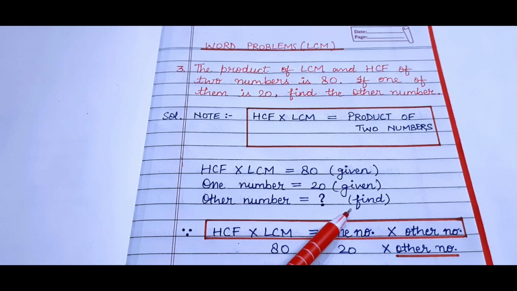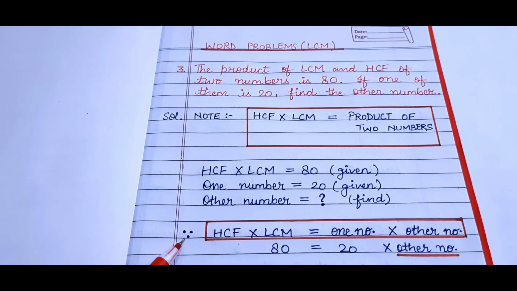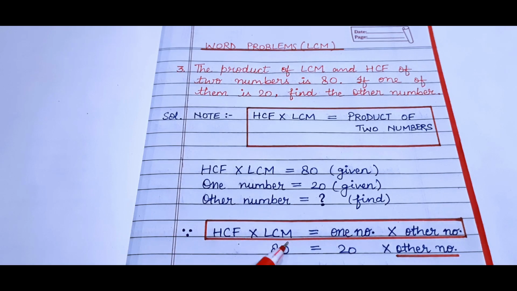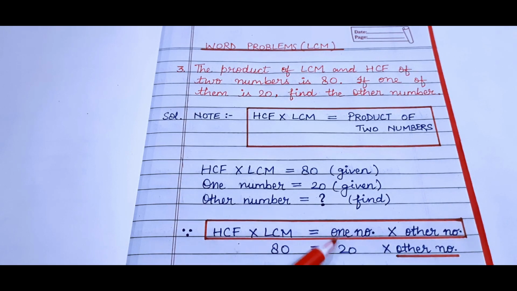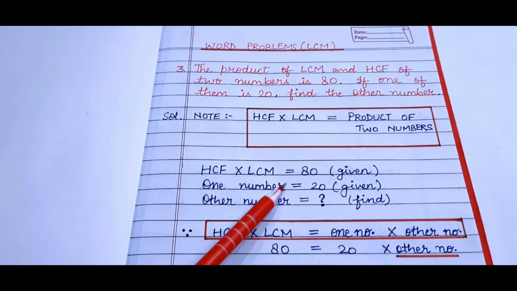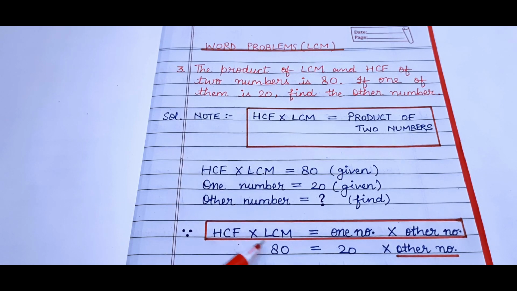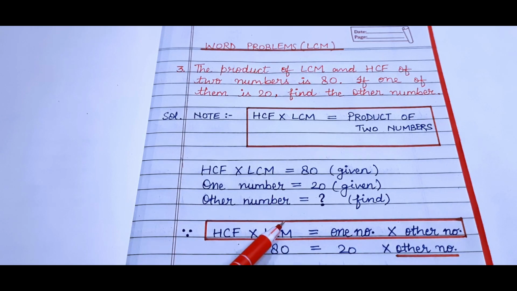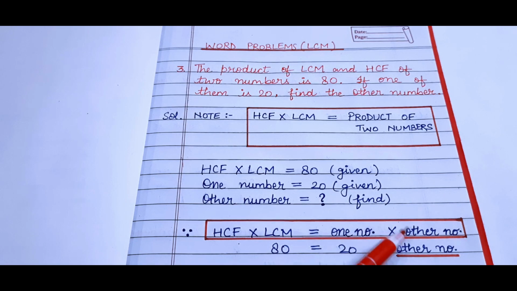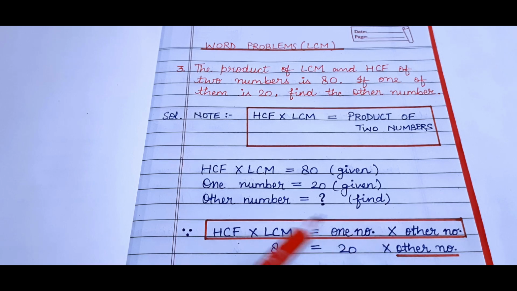Okay, so now see this. Since HCF into LCM is equal to one number, NO meaning number, into the other number, now we will place the values which are given. HCF into LCM is given as 80, so we will write 80 in place of this. In place of one number we will write 20, and the other number we have to find, so we will write other number as it is.